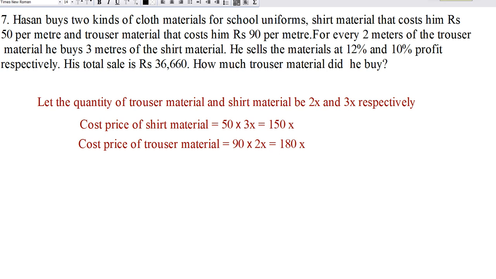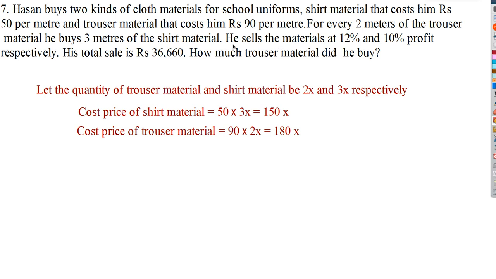Now it is given that the profit on trouser material is 12% and on shirt material it is 10%, because here for every 2 meters of trouser material there are 3 meters of shirt material. So first is trouser material. So here the selling price of trouser material is at 12% profit and shirt material at 10% profit.